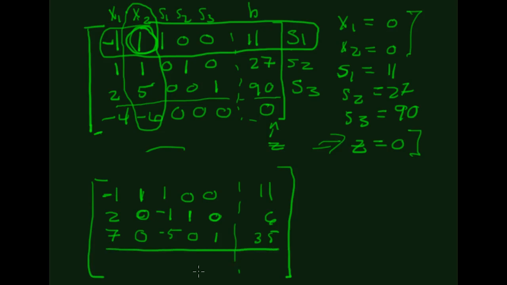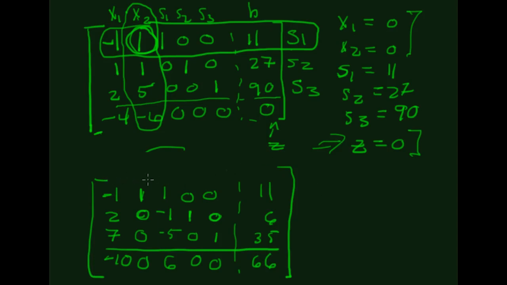And then I'm going to do this again with the objective function. So I need 6 plus negative 6 to be 0, right? So negative 6 plus negative 4 makes this negative 10. All right, let's see. That's going to be 6, 0, 0, and 6 times 11 is 66.